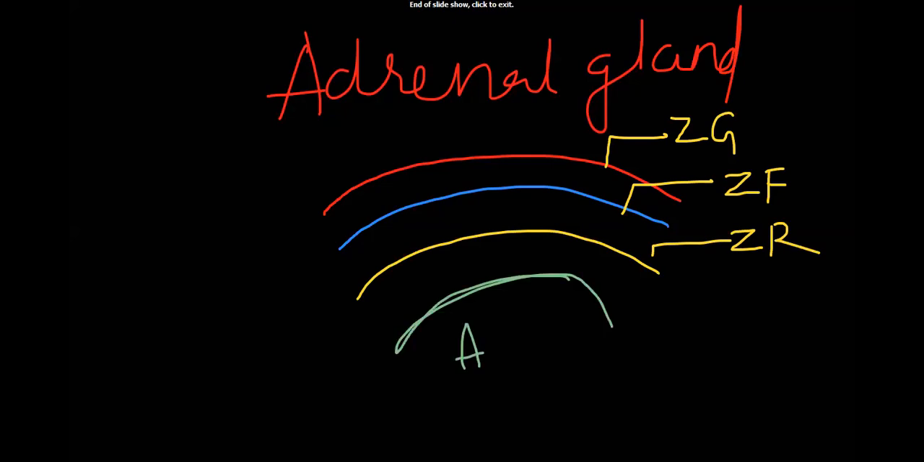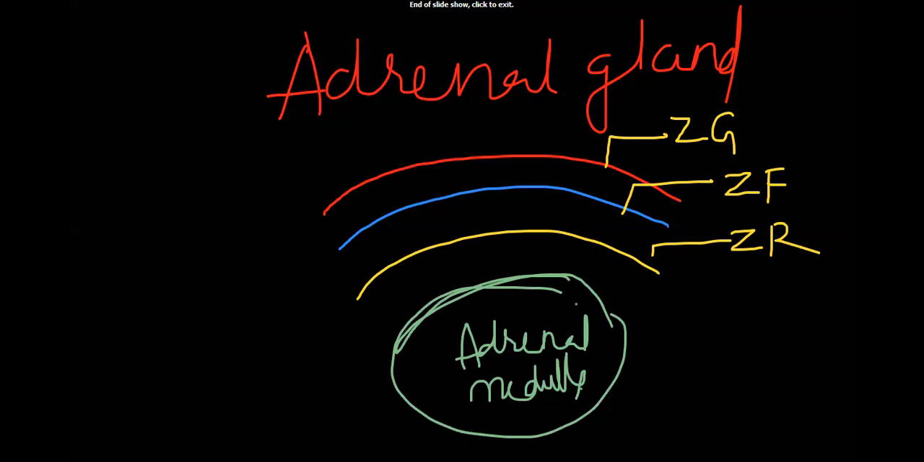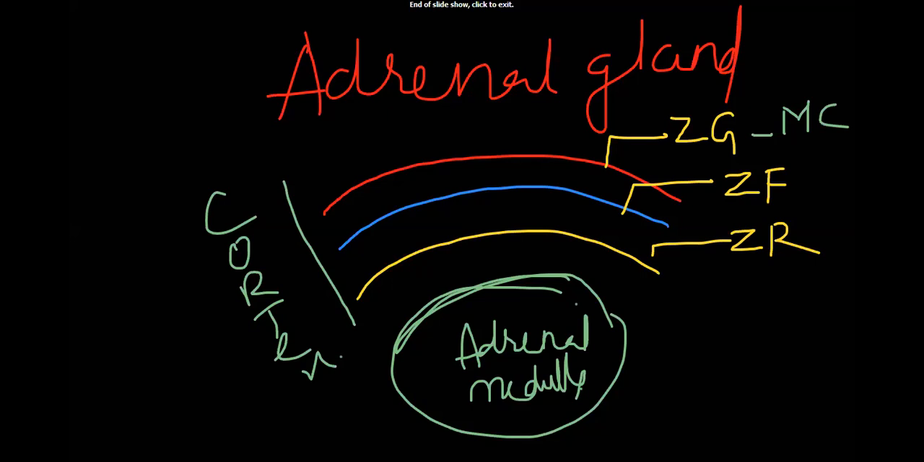So the adrenal medulla is the bigger area, the innermost layer, and this is the adrenal cortex. Zona glomerulosa secretes the mineralocorticoid. Zona fasciculata secretes the glucocorticoid. Zona reticularis secretes the sex corticoid. This is very, very, very important.